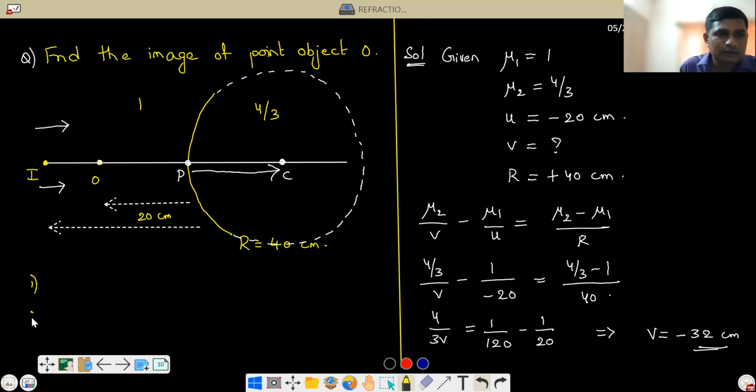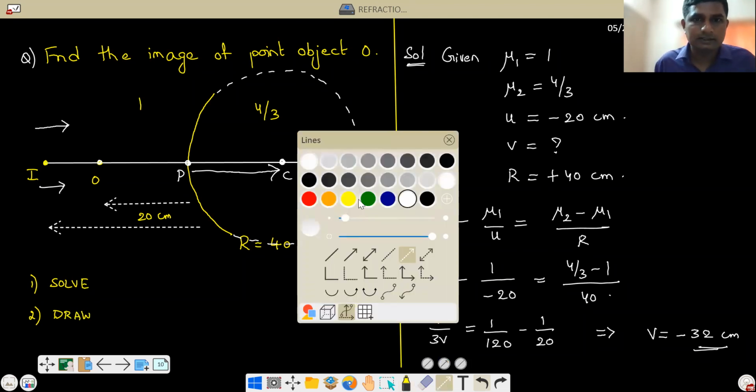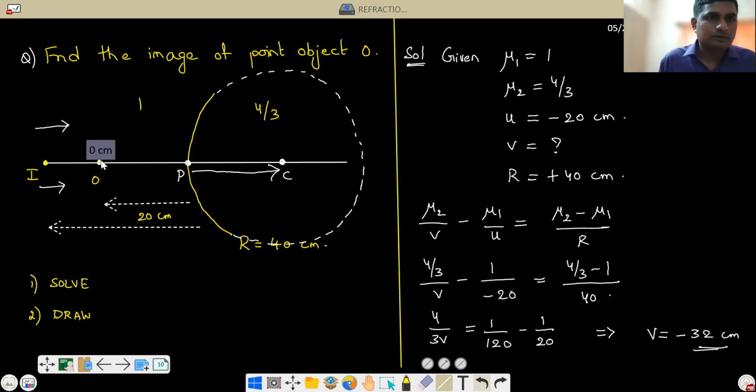Now, as I told you, ray optics has two things. One is solving, another one is what? Drawing. Now you have to draw the ray diagram according to the solving part. So now let us see how I'm drawing. This is also very important to know. One ray is always taken like this, another ray is incident like here, at this point. So these are the two incident rays.